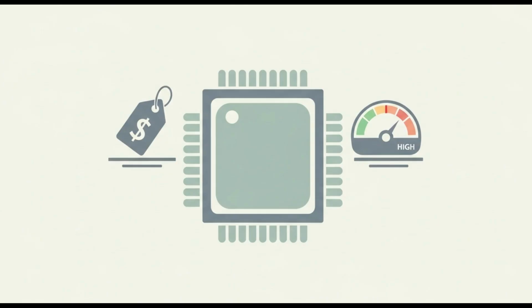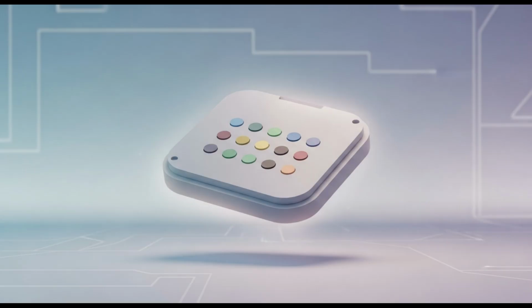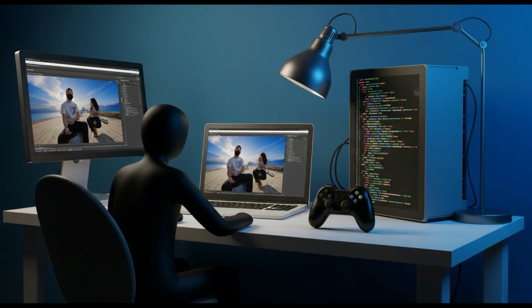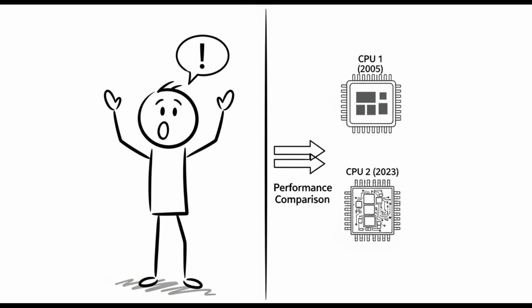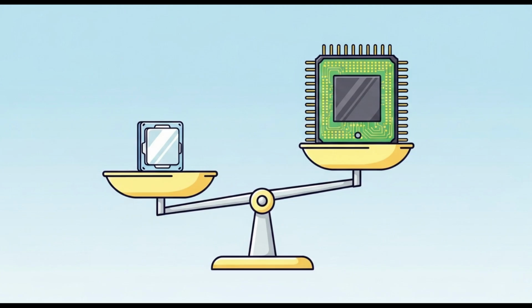But here's something most people don't realize. A higher tier doesn't always mean better performance if the generation is older. A newer Core i3 can sometimes match or even outperform an older Core i5. Architecture improvements, efficiency gains, and higher clock speeds matter just as much as the name itself. That's why comparing CPUs without considering generation is one of the biggest mistakes buyers make.